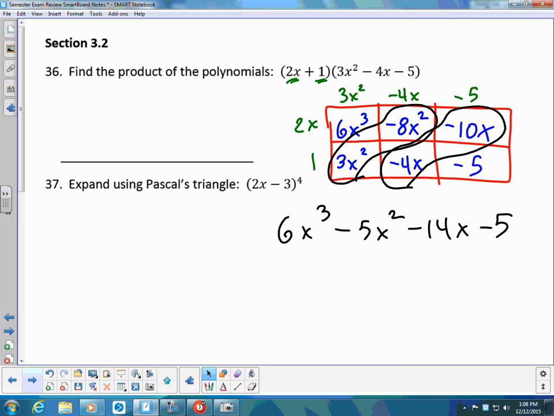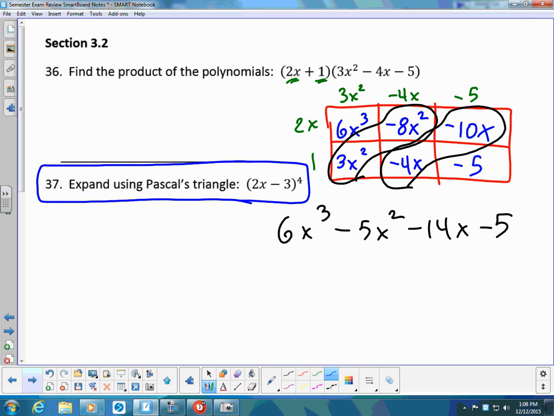This one says expand using Pascal's triangle. Well, Pascal's triangle looks like this. It starts with a 1, then the next row is 1, 1, then the next row is 1, 2, 1, and we get each individual row by adding the two numbers above to get the number below. So 1 plus 1 is 2. So right here, 1 plus 3 is 4. 3 plus 3 is 6, and so on. So our next row is going to be 1, 4, 6, 4, 1.